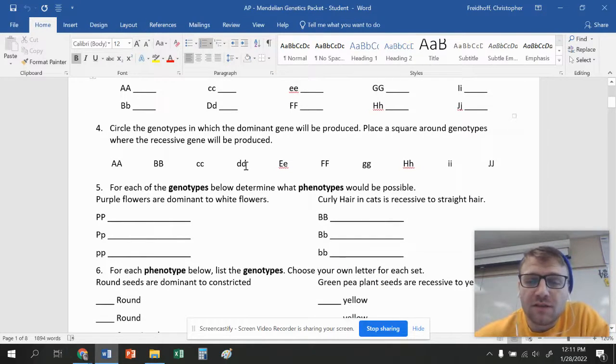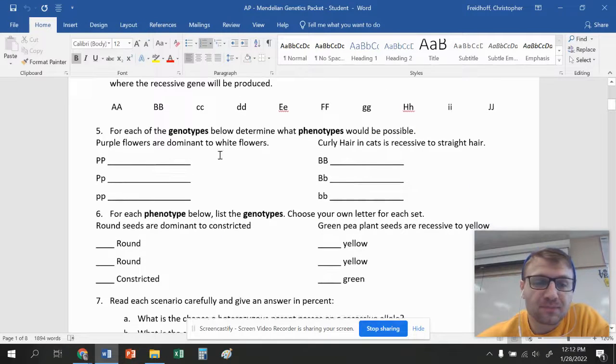Number 4 asks you to identify what genotypes will produce the dominant phenotype and what genotypes will produce the recessive phenotypes. So this first one produces the dominant phenotype, and the heterozygous forms will also produce the dominant phenotype. It's not until you have 2 recessive or lowercase letters that you're going to produce the recessive phenotype.